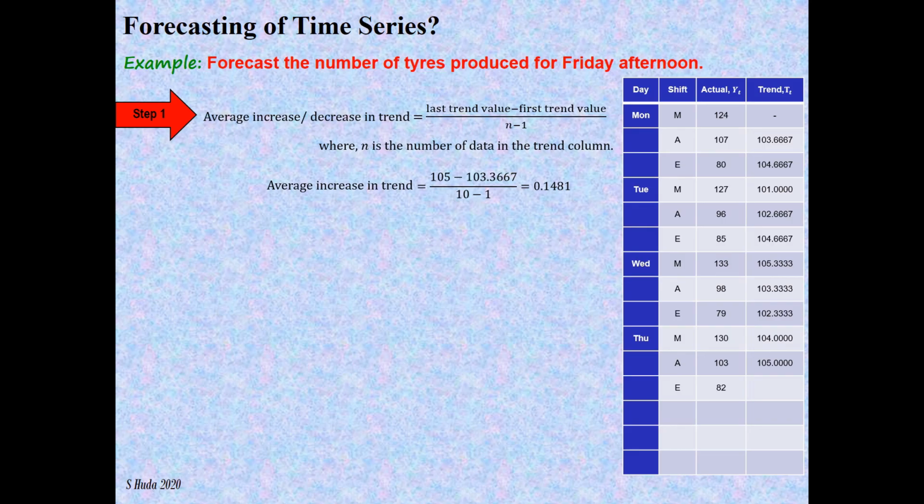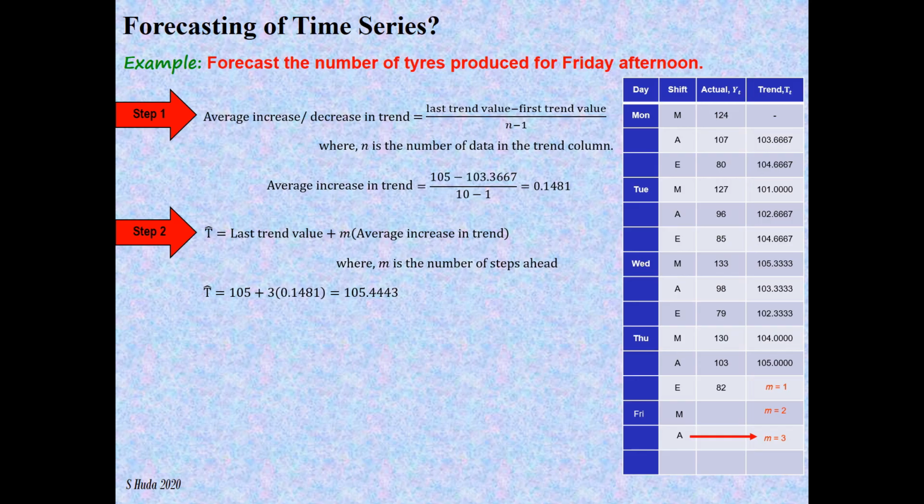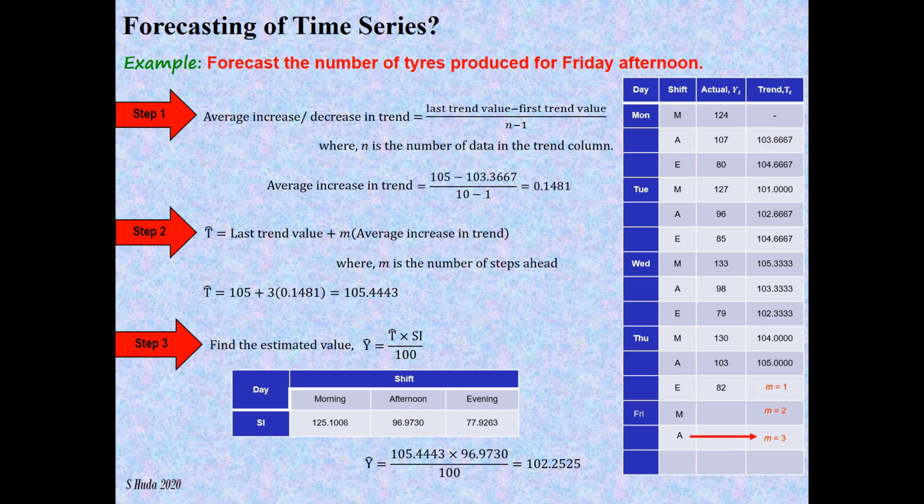So first step, you need to find the average increase in trend values. So you got 0.1481. Second step, you need to find the estimated trend value, which is equal to 105.4443. And the last step, you need to find the estimated value. So substitute the T hat, substitute SI, and then divide by 100. At the end, you got 102.2525.